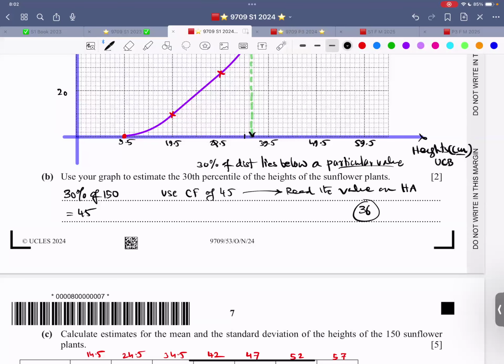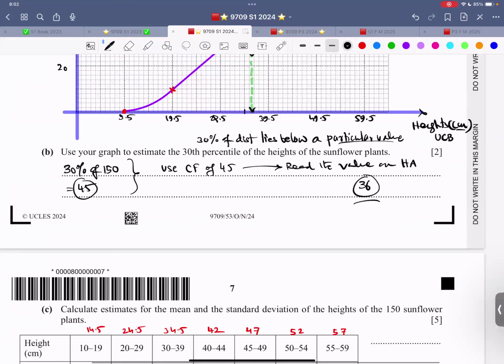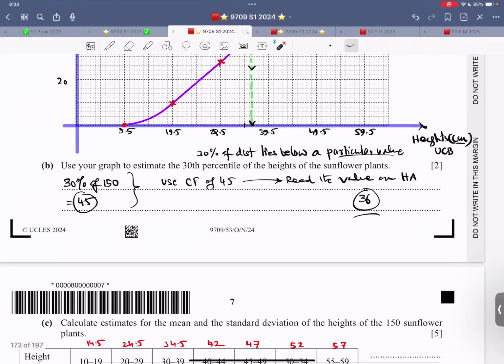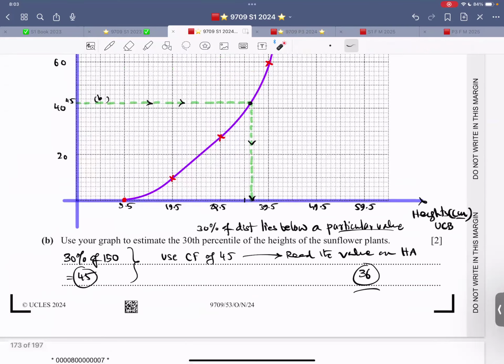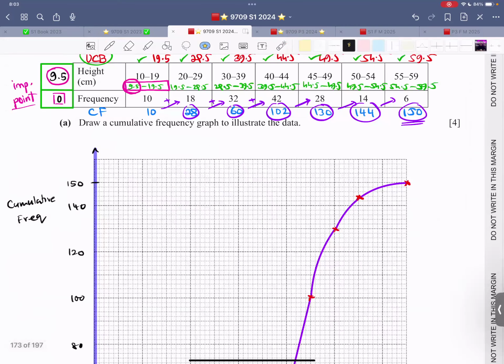So step one, 30% of 150 is 45. So now go to 45 over here. This is part B. Go right, touch the graph, go down, read off the value. So that value is coming out to be 36. It's approximate.